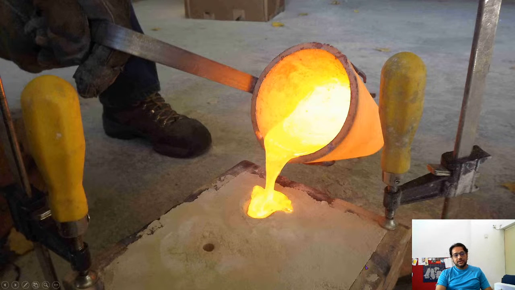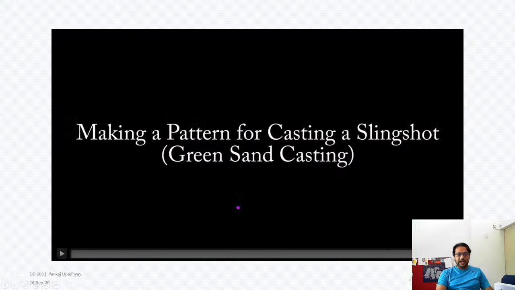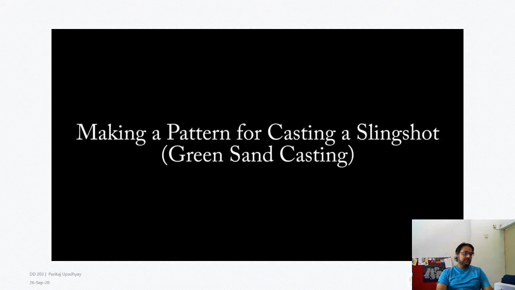Okay, so it's very difficult to explain it just through images. So what I have tried to do is, I've tried to put in some videos. We'll come to this video slightly later. Let's first take a look at an industrial scale casting.